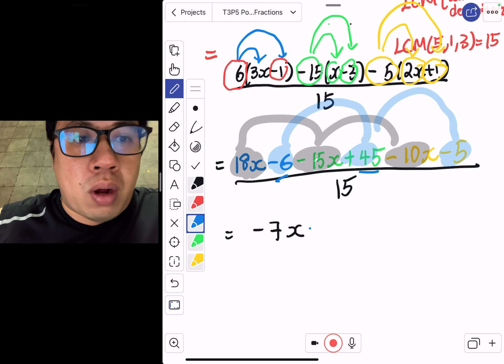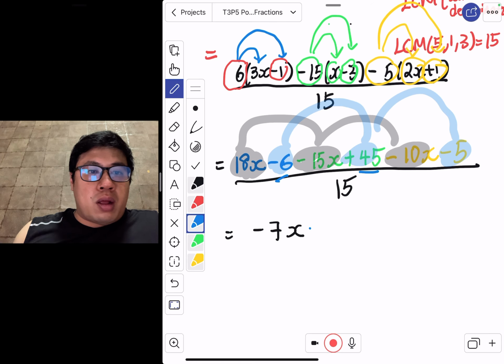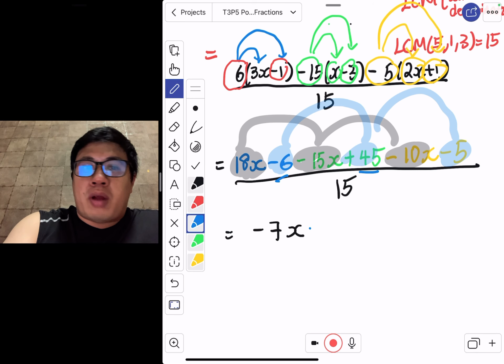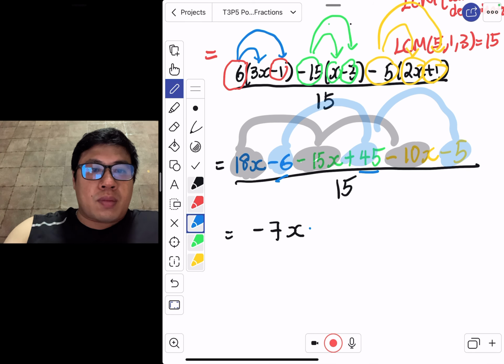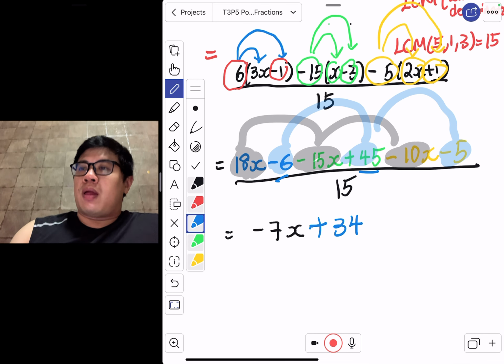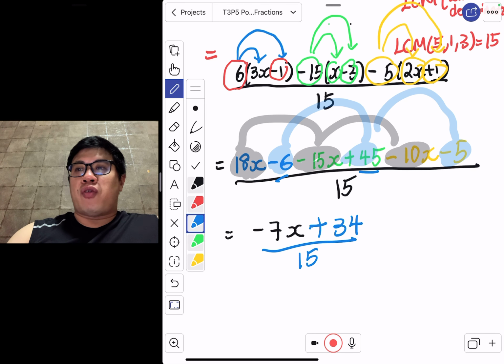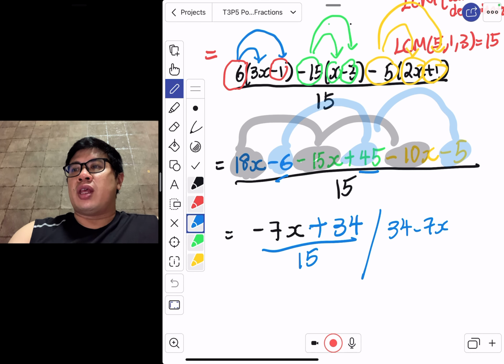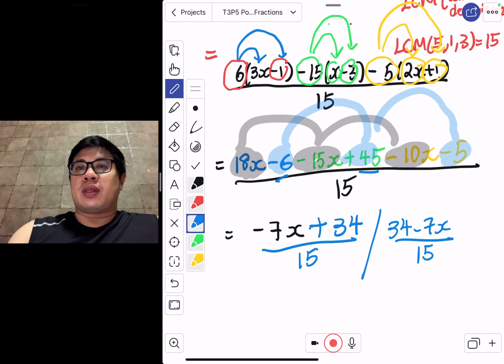just let me check a while. Make sure that the term is correct. I make sure I've done everything correct. Yes, that will give you 34. So plus 34. And this will be your final answer. You can write it in this form. You can also write it as 34 minus 7x over 15. Both are equivalent. Okay, thank you.